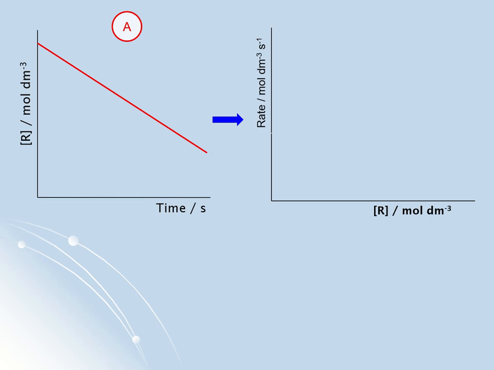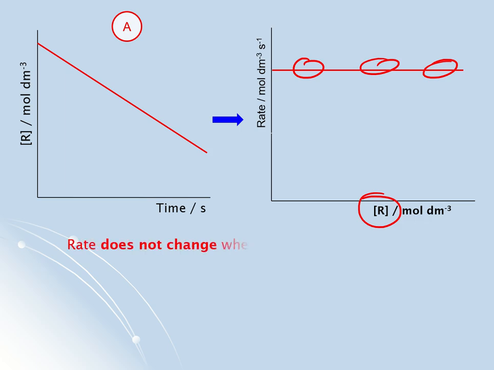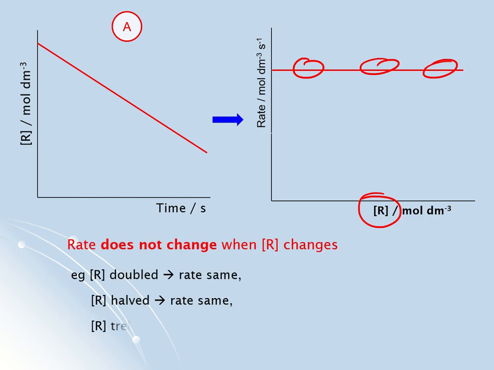Try and predict the shape of this line. Pause the video, predict what shape if I plot my rate against concentration, and that should be just a straight line like that. Now you can easily see that no matter what I do to the concentration, the rate is constant. So in other words, changing the concentration has no effect on the rate, therefore this is what we call a zero order reactant. R in this case is zero order.